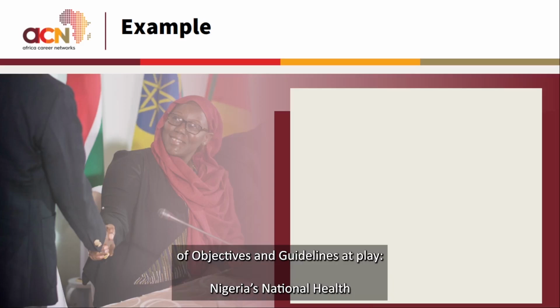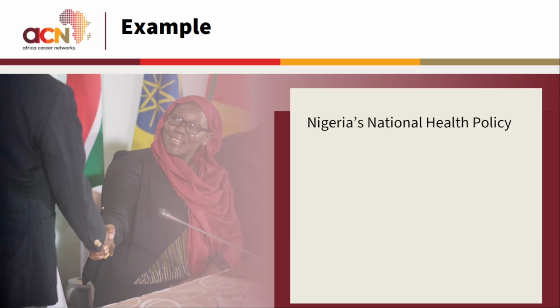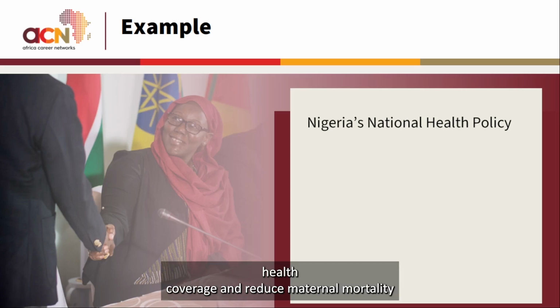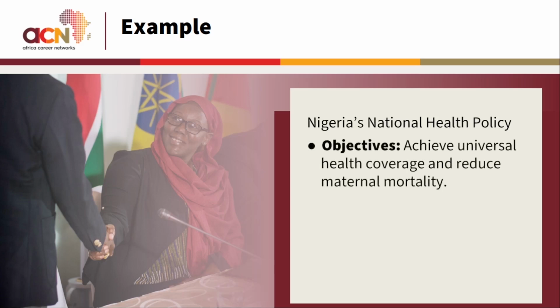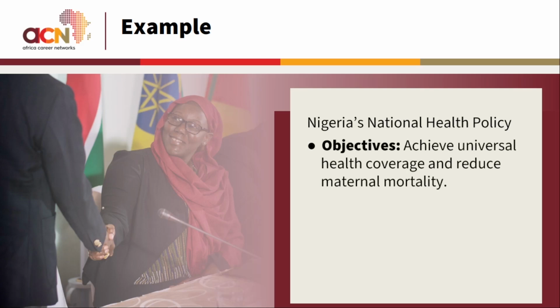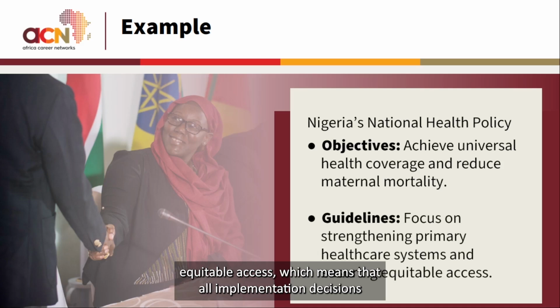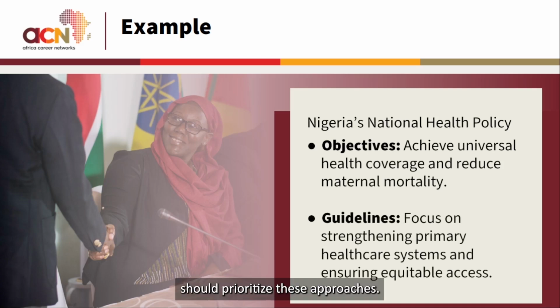Here is an example of objectives and guidelines at play. Nigeria's health policy demonstrates how objectives and guidelines work together. Objectives: achieve universal health coverage and reduce maternal mortality by specific percentages within defined timeframes. Guidelines: focus on strengthening primary healthcare systems, ensuring equitable access, which means that all implementation decisions should prioritize these approaches.